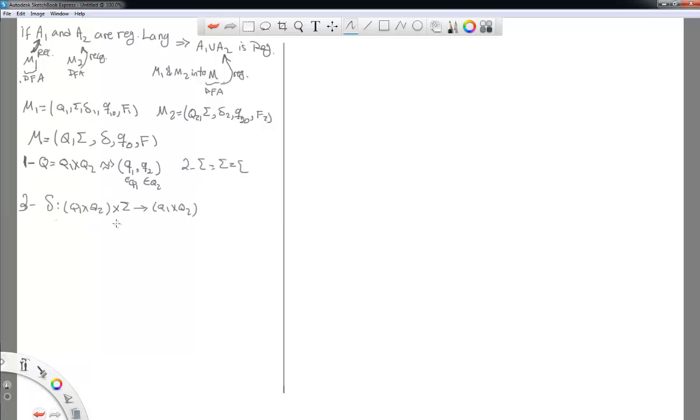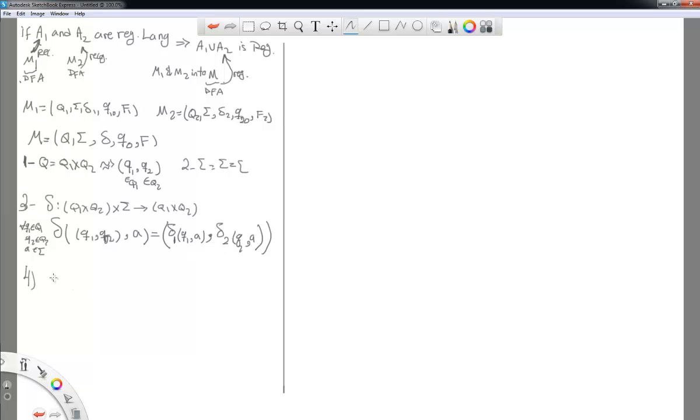So then I said the delta of a pair of states, Q sub 1 and Q sub 2, one from the first machine and one from the second machine, and some alphabet symbol A, so for every Q sub 1 from Q sub 1, Q sub 2 from Q sub 2, and A from sigma, the alphabet, the result should be a pair: the delta sub 1 of Q sub 1 and A, and the delta sub 2 of Q sub 2 and A, right? Effectively, when I read an input symbol A from my string, I pass it to the first machine and find where the state goes, I pass it to the second machine and find where that state goes, and I put them in an ordered pair like this, and this would be the state of my new machine.